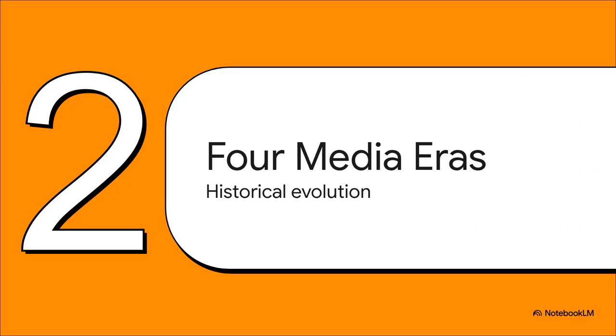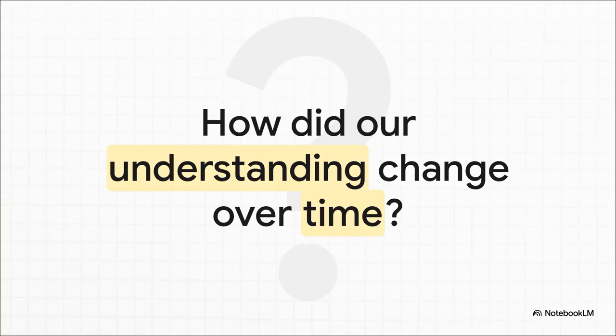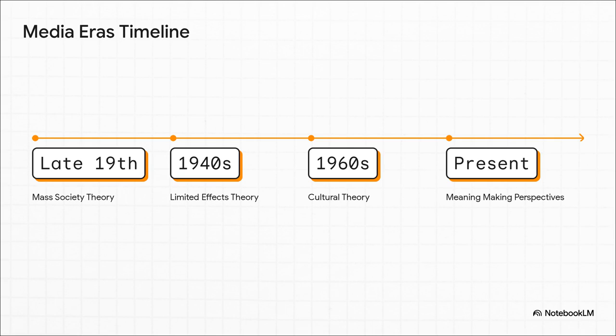Moving right along to Section 2. The 4 media eras. Let's look at the historical evolution. So, question 2, how exactly did our whole understanding of media change over time? Well, our modern academic theories didn't just pop up overnight. They actually evolved through 4 distinct historical phases, shifting constantly as technology advanced and as we got better at academic research. Let's trace this back on the timeline here.